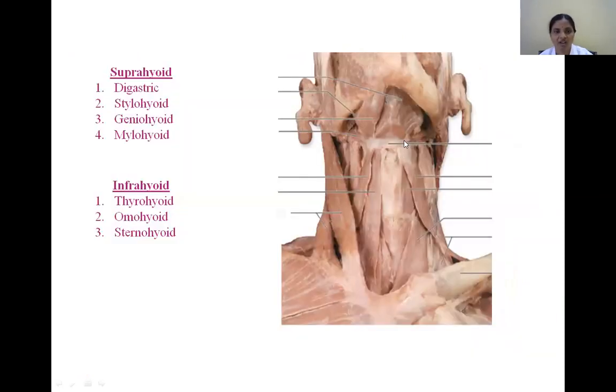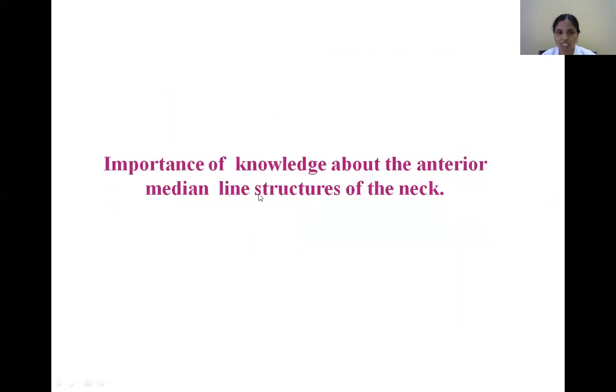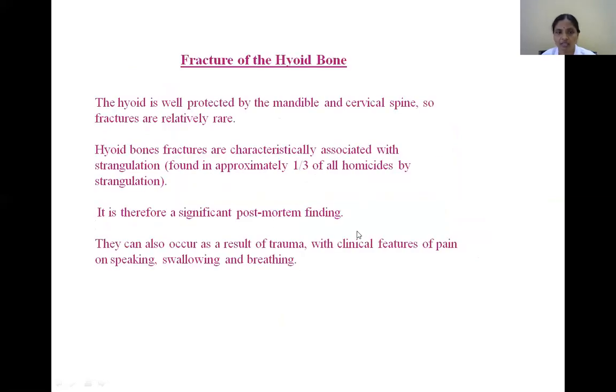So the suprahyoid muscles, as I told previously, are digastric, stylohyoid, geniohyoid and mylohyoid muscles. Whereas the infrahyoid muscles are thyrohyoid, omohyoid, sternohyoid and sternothyroid. So what is the importance of knowledge about these anterior median line structures of the neck?